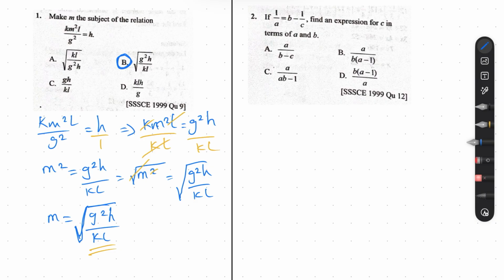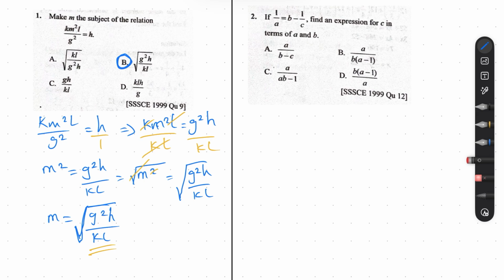Let's go to question number 2. Question number 2 says: find an expression for C in terms of A and B. Okay, so now what we have to do is what? We want to make C the subject. That's what it means. Make C the subject.